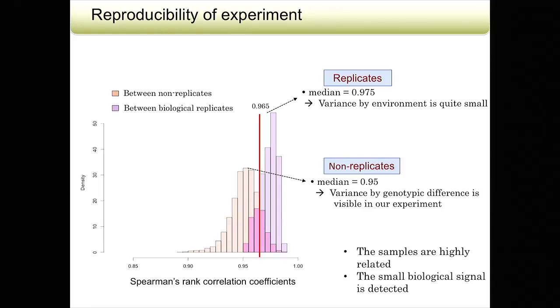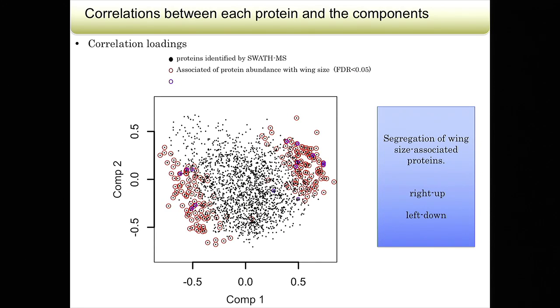This is, of course, what we would expect, but it's an indication that the difference between these two distributions is actually biological signal, because in one case the genotype is variable and in the other it is not. So the samples are highly related, and there is a small biological signal that can be detected through the quantitative accuracy of the method. Then Hero did a variety of statistical analyses to find protein groups, whose biological functions associate with the size and morphometry of the wing. And we find segregation of wing size associated proteins.